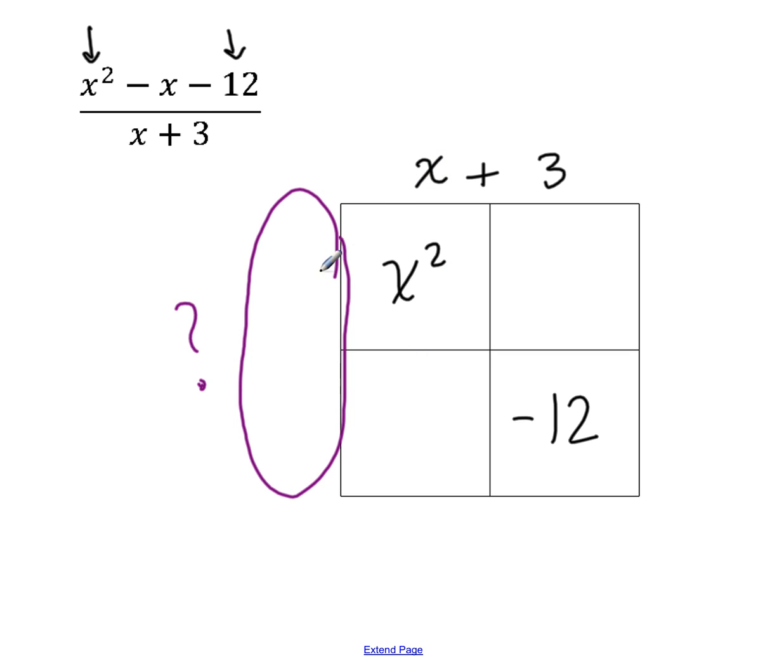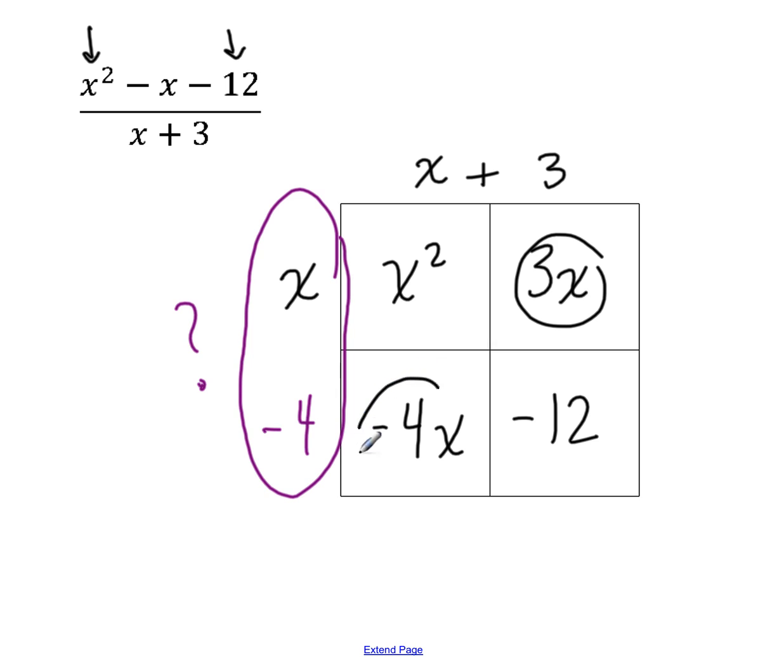So now I say, okay, x times what gives me x squared? Oh, obviously it's x. So if x times x is x squared, then what's 3 times x? It's 3x. Okay, next I use my negative 12, and I say 3 times what gives me negative 12? 3 times negative 4 gives me negative 12. Okay, now fill in the last missing box. Negative 4 times x gives me negative 4x. And I combine this one and this one when I'm putting it together, and I have x squared minus x minus 12. So I have what I started with.